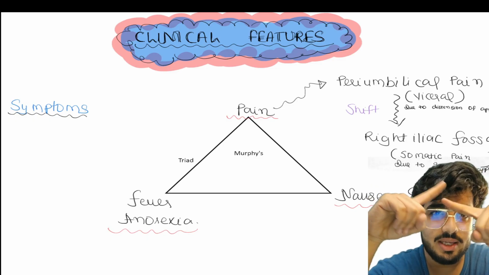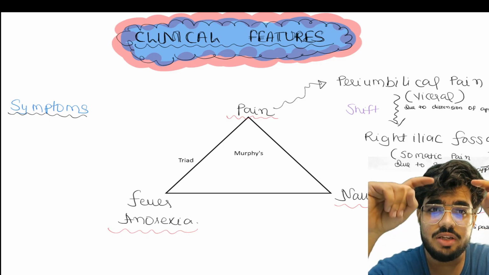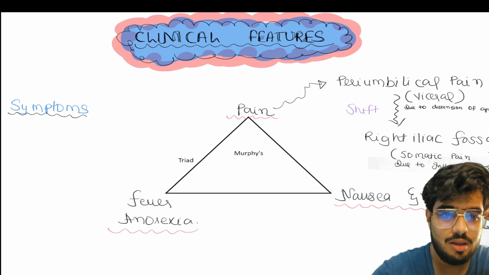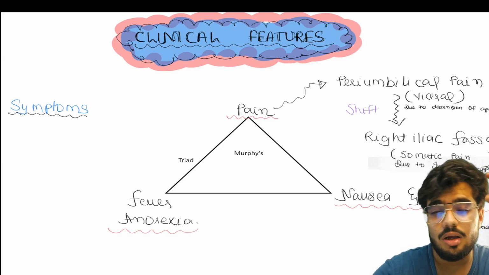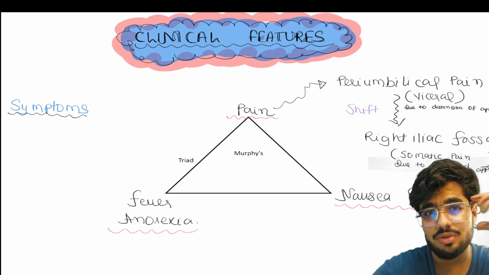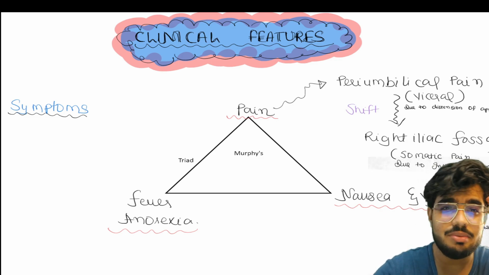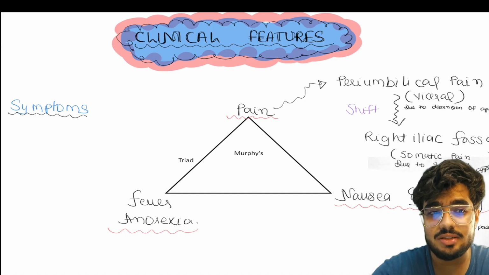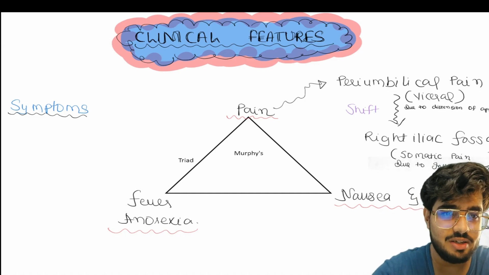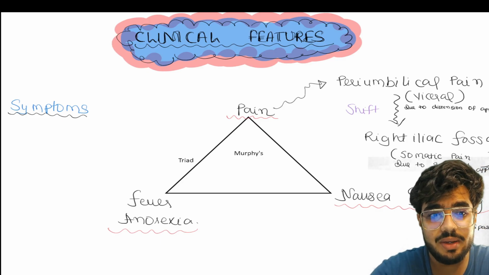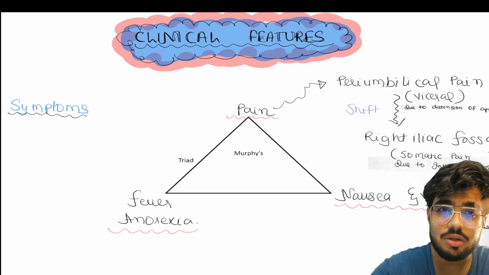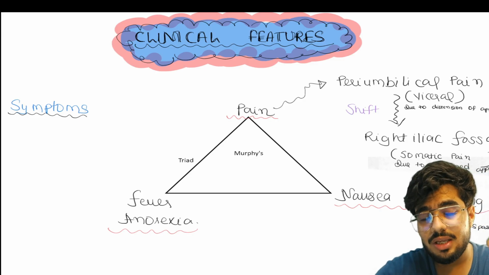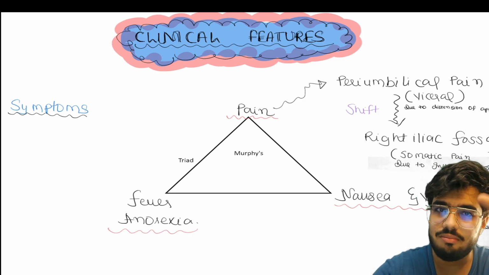Now where will the pain be, and how? Pain initially will be at the periumbilical region, near the umbilicus. Now the question comes to mind: the appendix is in the right iliac fossa, so why is there pain at the umbilicus? Because when there is appendicitis, there will be distension of the appendix, and first there will be visceral pain. This visceral pain later on will move towards the right iliac fossa, and that will be our somatic pain, because of the inflamed appendix.